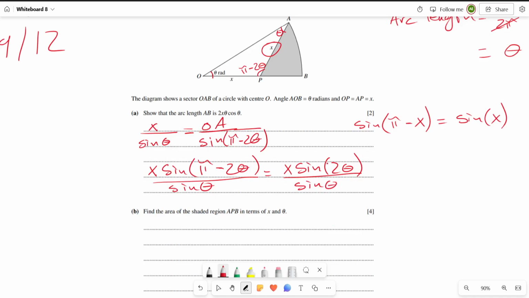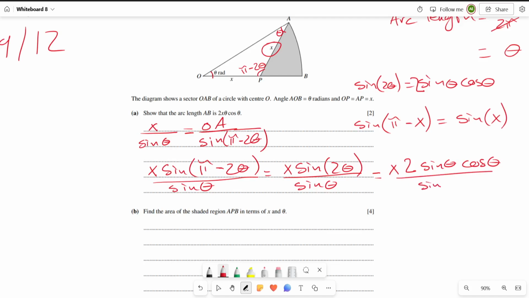Now from here, let me try and play with this 2 theta. I know that sine 2 theta, this is a double angle identity, is going to equal 2 times sine theta times cosine theta. So I can change this to become x times 2 sine theta cosine theta, and I think from here you know how we can reach the required destination.